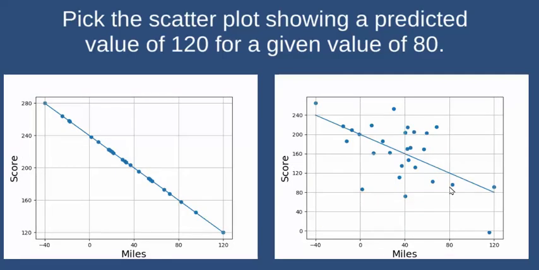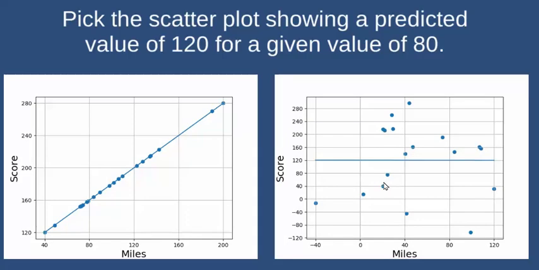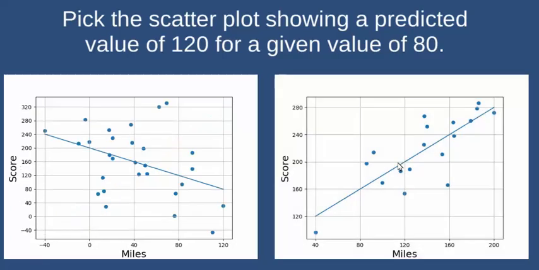For a given value of 80, the predicted value would be 120. This card on the right is correct. For a given value of 80, we go straight across the line. Predicted value would be 120. So that's how we're using this scatter plot with the best fitting line to make predictions.